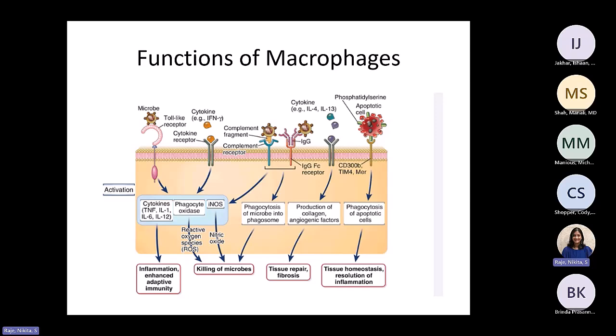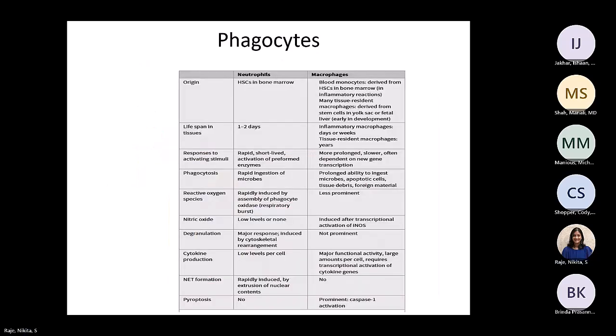They can also help in tissue homeostasis and resolution of inflammation, as well as tissue repair, as we just talked about. So this table just gives you a comparison between the two types of phagocytes, neutrophils and macrophages.